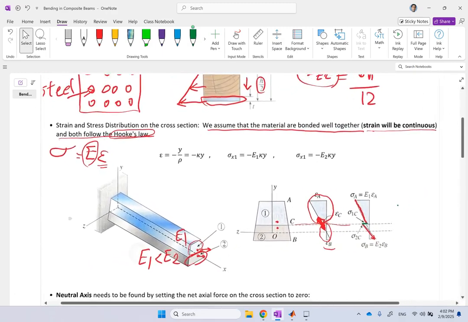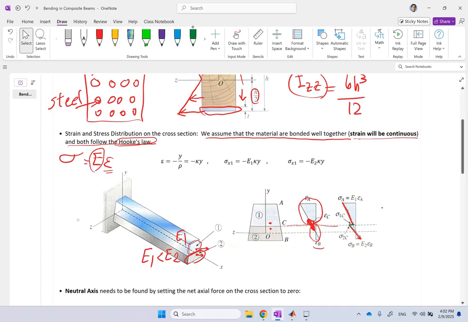And so what's the formula for the strain? Well, that's the same formula as before. Epsilon still equals negative y over rho, or negative k times y, where k is the curvature and rho is the radius of curvature. But sigma in region 1 is E1 times epsilon, and in region 2, there is a typo here, it's E2 times epsilon. Okay? Good.